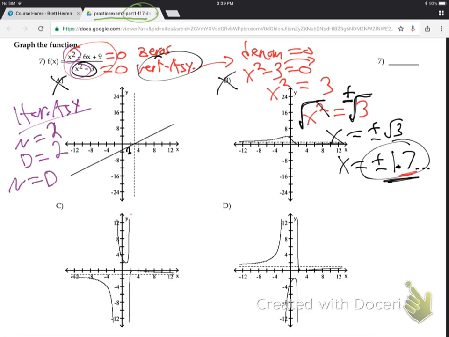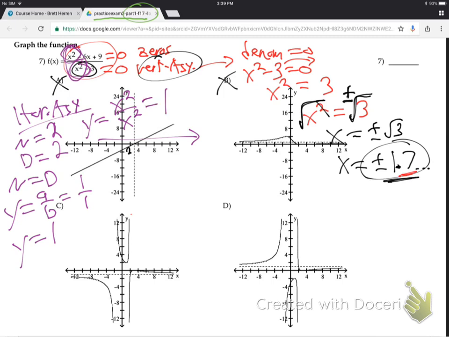Remember, if the numerator power equals the denominator power, then it's y equals a over b, the coefficients, 1 over 1, or y equals 1, is the horizontal asymptote. That's because, let me show that more logically, x squared over x squared is all that matters when you go way off to the right forever. That's what a horizontal asymptote is about. When you go way off to the right, plugging in like 10,000, all that's going to matter is the most powerful term top and bottom. x squared over x squared is all that matters. That's 1. y equals 1.